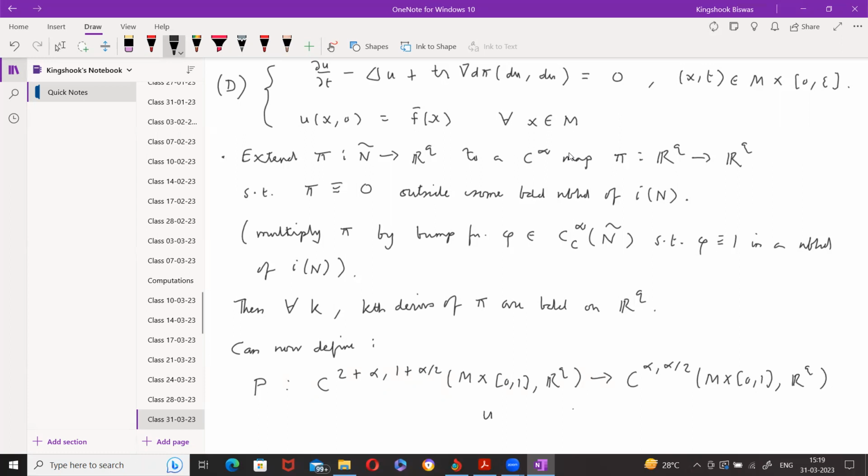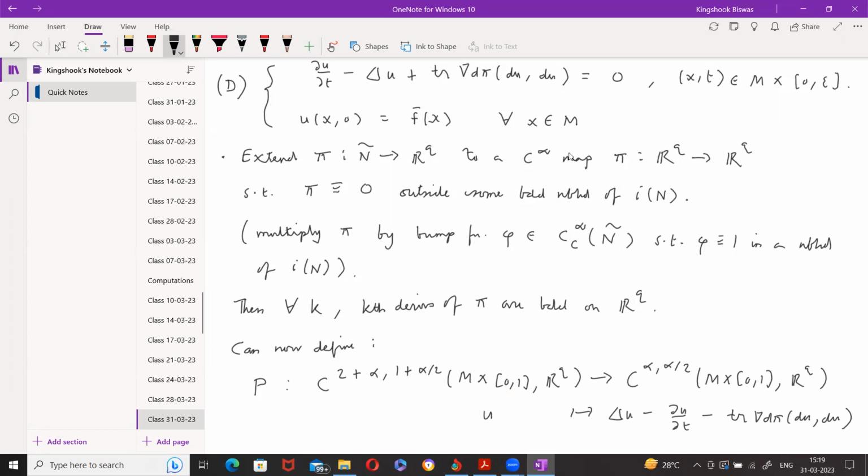U goes to Laplacian U minus del U del T minus trace of nabla d pi du du. Okay, now this is defined for any map U, right? It doesn't have to take values in the tubular neighborhood of I of n. It can take values anywhere in RQ. So this is a well-defined map. What one has to check is that it actually takes values in this Holder space. But I won't do that.